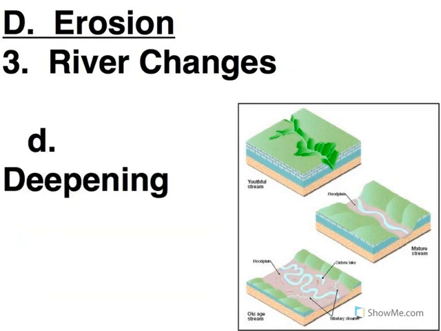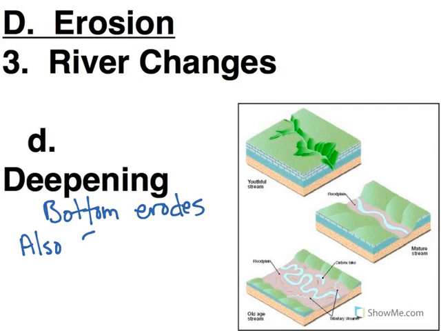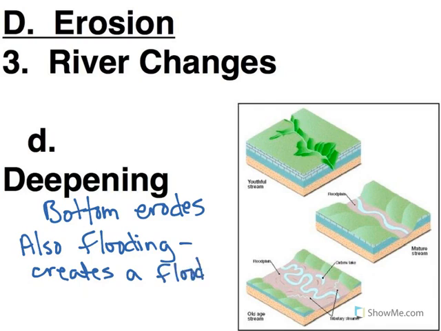Deepening. Not only do the sides erode away, but the bottom erodes away as well. Plus, you're going to also have flooding that will create a floodplain. So you're not only deepening within the river itself, but really from the surroundings, you're also getting deeper.